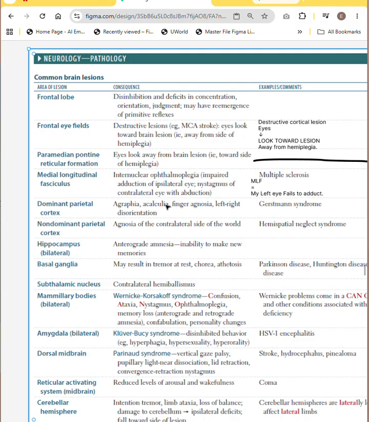He cannot calculate, and he cannot recognize left from right. He cannot sign his name. He cannot subtract because he cannot calculate, right? So think about a dominant parietal lesion, and this is very commonly found in Gerstmann syndrome.